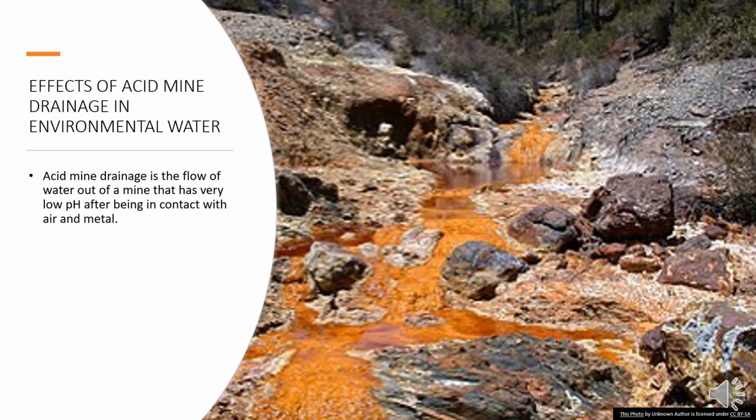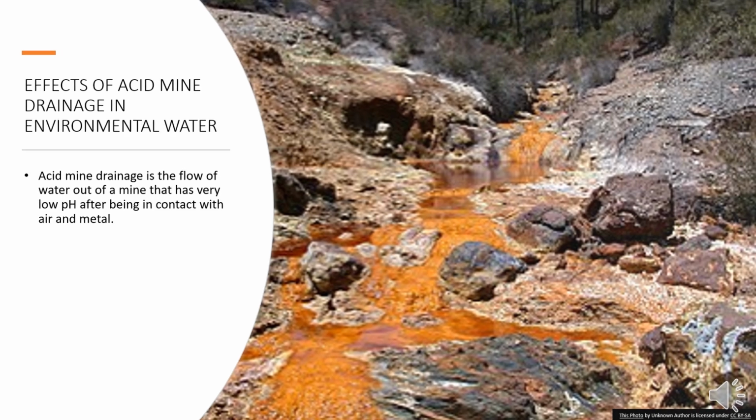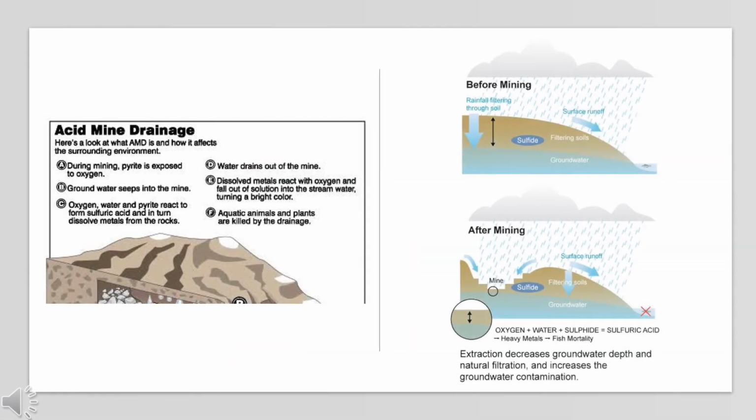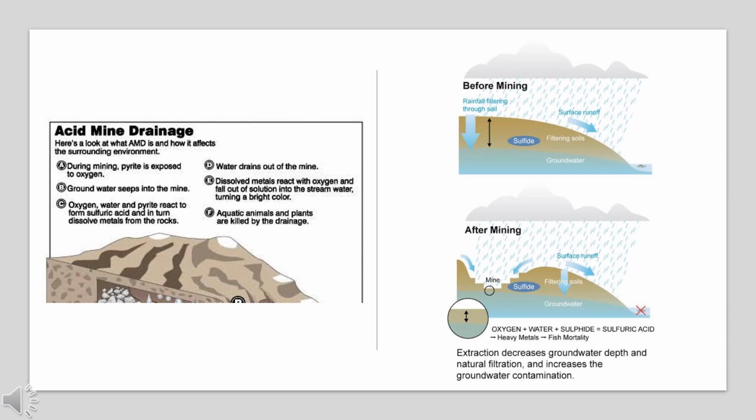The effect of acid mine drainage in environmental water. Acid mine drainage is the flow of water out of a mine that has very low pH after being in contact with air and metal. Acid mine drainage becomes apparent primarily when the mineral fool's gold, or iron sulfide, comes in contact with oxygenated water.